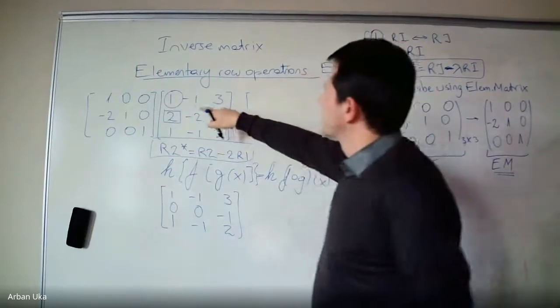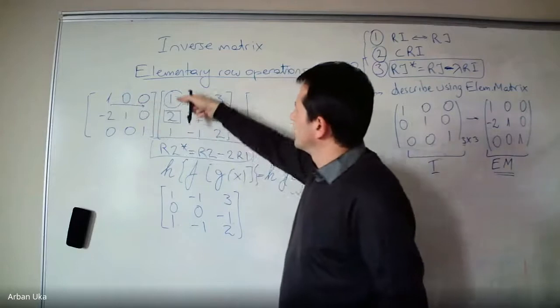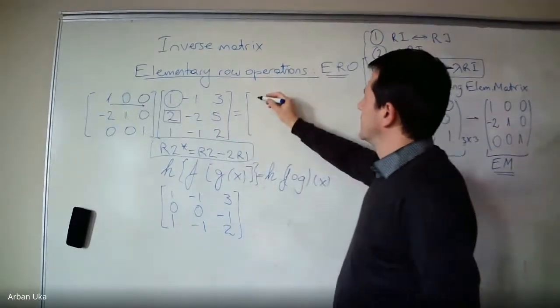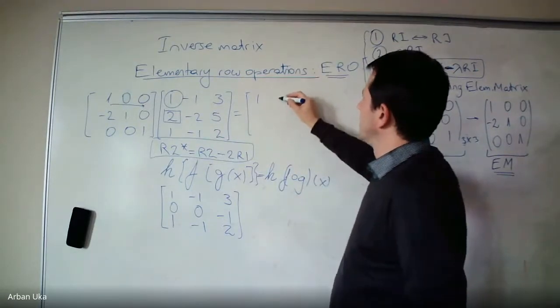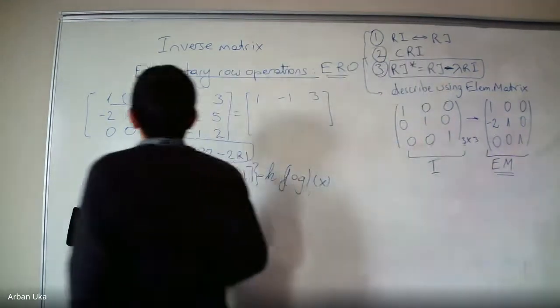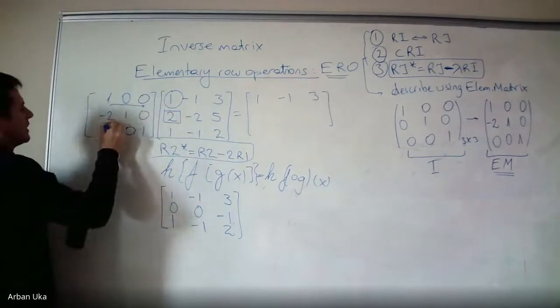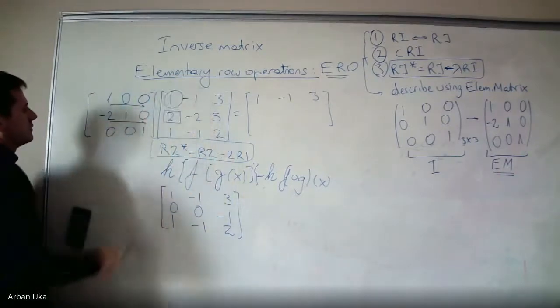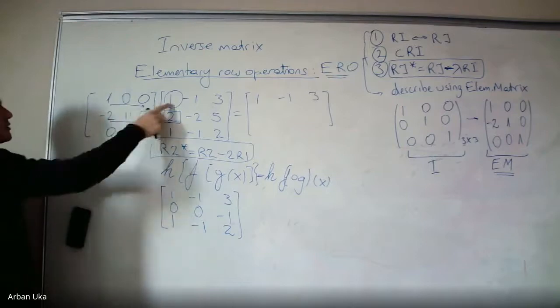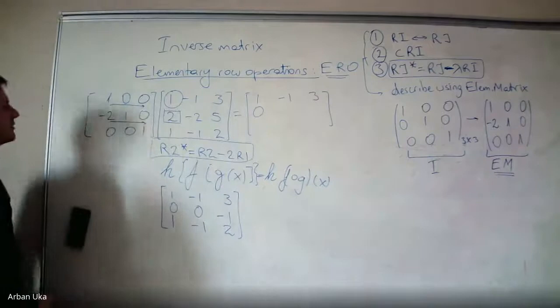So this 1, 0, 0 multiplying the first row here. We multiply with the first column. What do we get? It's 1, minus 1, 3. Then here we have minus 2 times 1. So we multiply this row with the first column. We get minus 2 plus 2, 0. I think we get here a 0. Correct me if this is wrong.